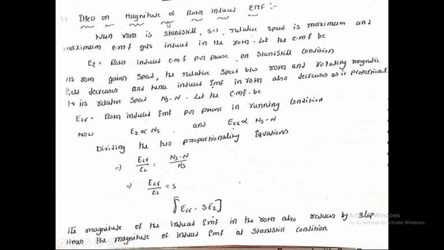Right. Effect on the magnitude of induced EMF in the induction motor. Now when the rotor is in standstill condition, S is equal to 1. The relative speed is maximum and maximum EMF gets induced in the rotor. Now we can represent that E2 is the rotor induced EMF at starting condition, and E2R is the rotor induced EMF at running condition. It is starting condition, running condition.